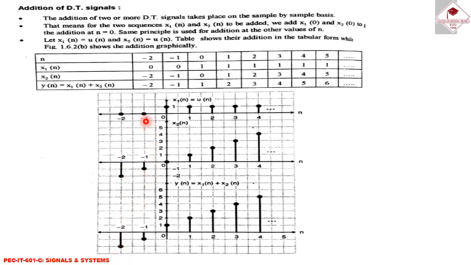In the same manner, at position -1 its value is equal to 0, and in the second case at position -1 its value is equal to -1. So if I add these two signals, its value comes to -1. In that way we can add these two signals, and the corresponding representation of the signal can be obtained like this.